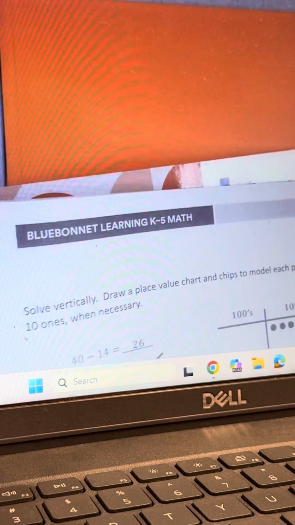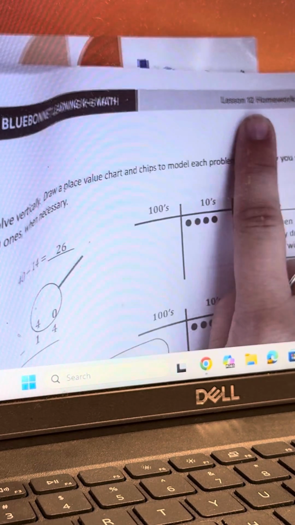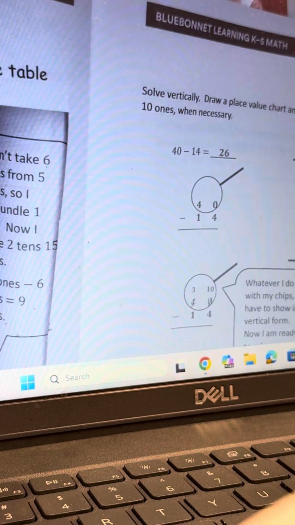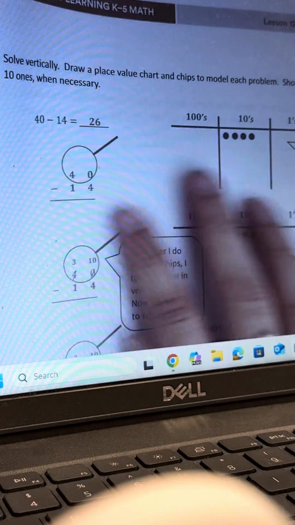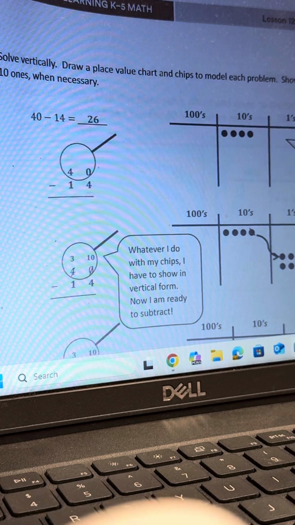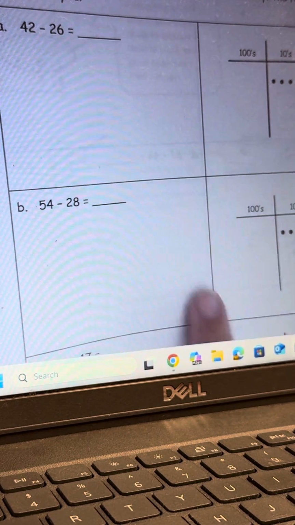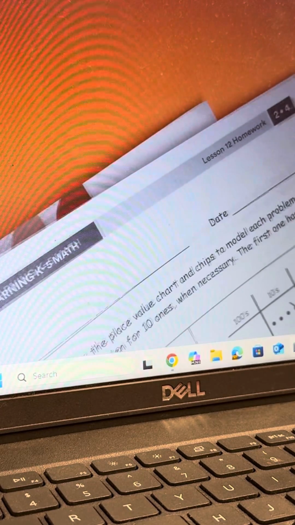But inside at the top, it says what lesson we're currently working on. This is lesson 12. It gives you, as a parent, a little helper. So this is the homework helper sheet. It gives you a little lesson, with some text boxes, on how we are teaching that in class. And then it gives you some problems to practice with, and some pictures over here and things like that. So make sure that you're utilizing this book to practice at home.